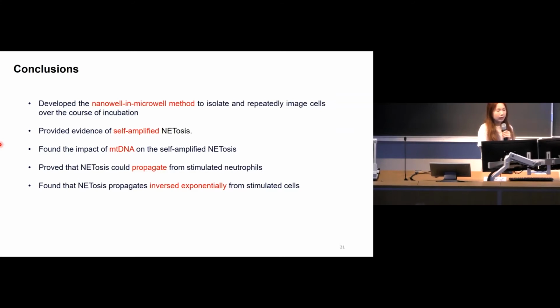And in our propagation assay, we found that NETosis could propagate from stimulated cells. So that's our NET plaque there. And this propagation profile showed a strong fit in an inverse exponential model.